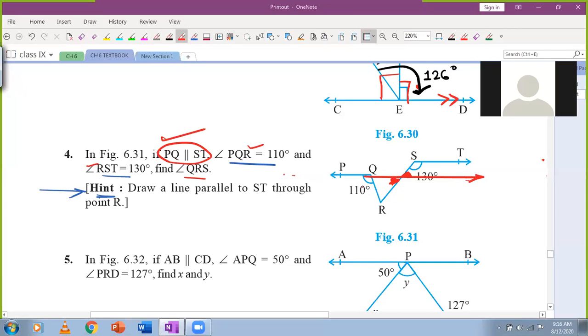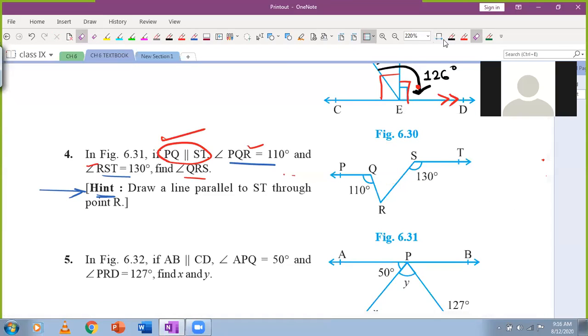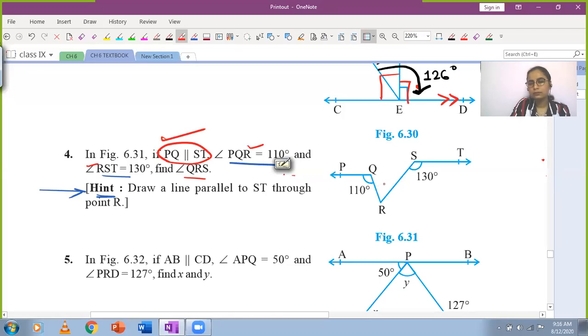Can't we relate 110 degrees and 130 degrees with angle R? How can you do that without extending? How do you think that can be done? Angles on the same line, but the angles are on different sides. Angles are on the same line. Ma'am, but the direction is opposite. They are not forming a straight line.